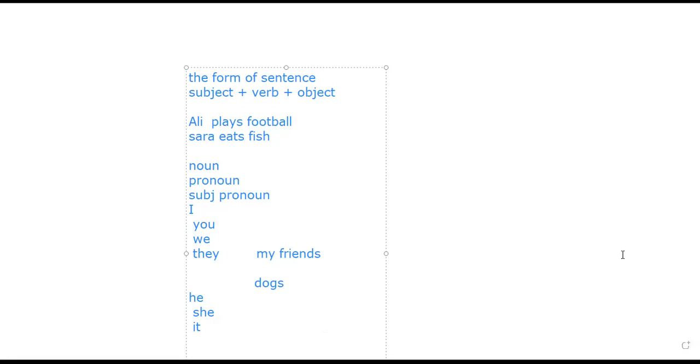Another one. Yahya. Yes, miss, rabbit. I want to replace it with a pronoun. Which pronoun would be suitable with rabbit? Rabbit. Which pronoun will be suitable with rabbit? Do you know the word rabbit? It. Yes, it. Excellent, Yahya.